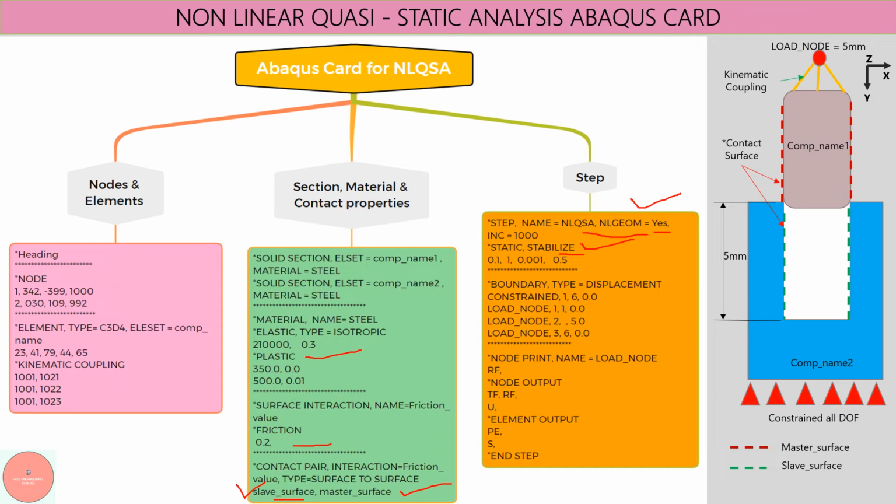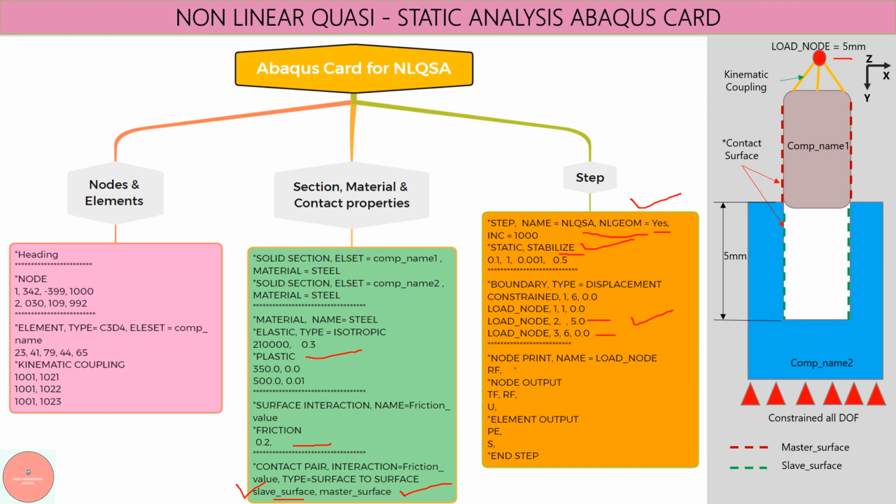Coming to the boundary conditions, the type is displacement, and we constrained all the degrees of freedom for the component on the bottom side in all directions. But in the load node, which is the master node, we have imposed a 5 mm displacement in the y direction, in the downward direction. All other directions are fixed here. So it will try to impose the displacement when the solution starts, and it will give the reaction forces.